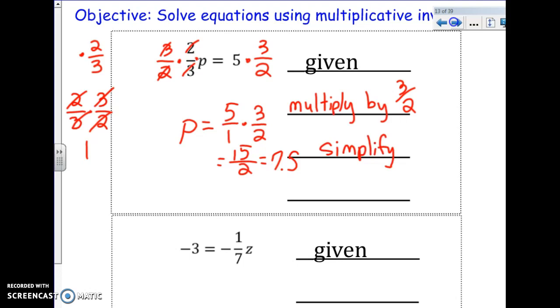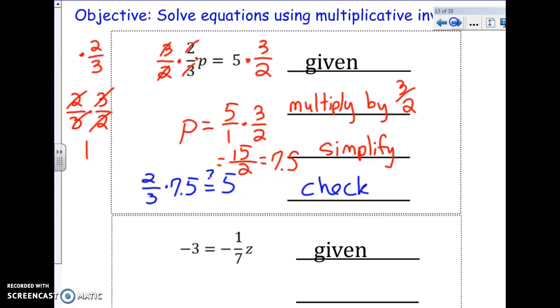So now I should always go back and check. So what I'm going to do is say does 2/3 times 7.5, is that going to equal 5? And I want this to be quick. I just want this to be a quick check of your work. I don't want this to add to your work. If you throw 2 divided by 3 times 7.5 in the calculator, you should get 5.